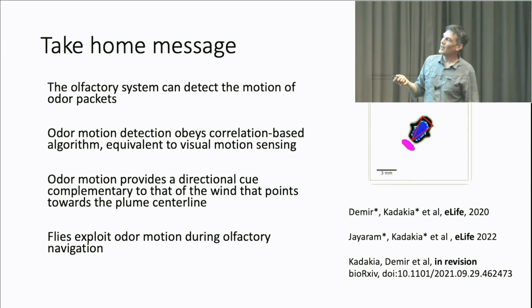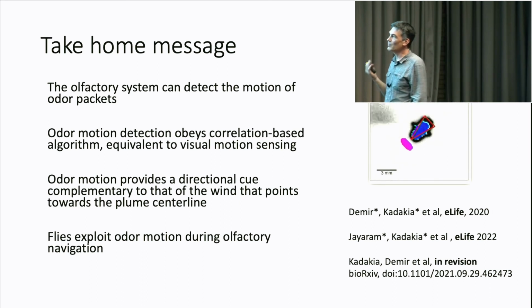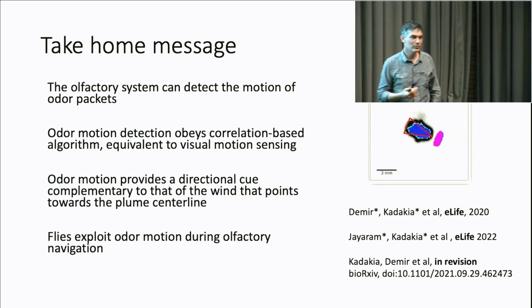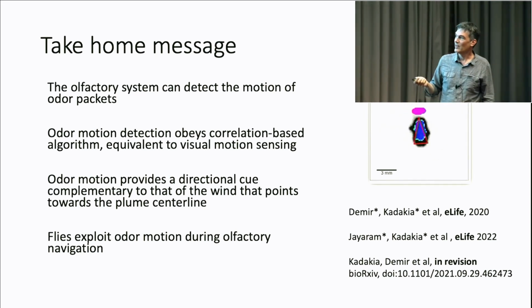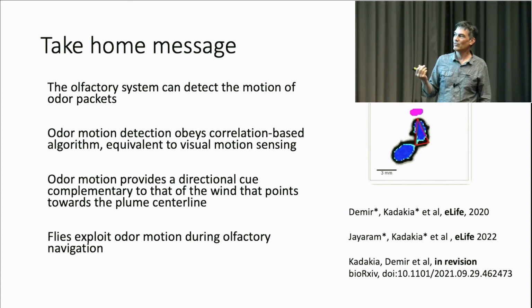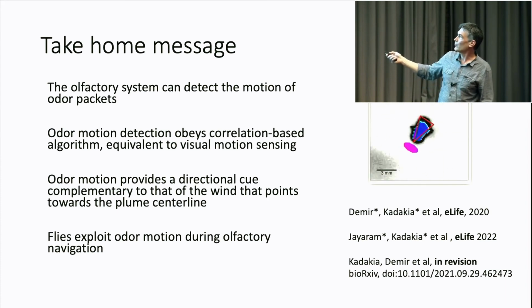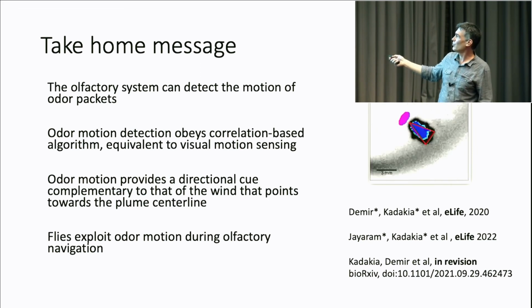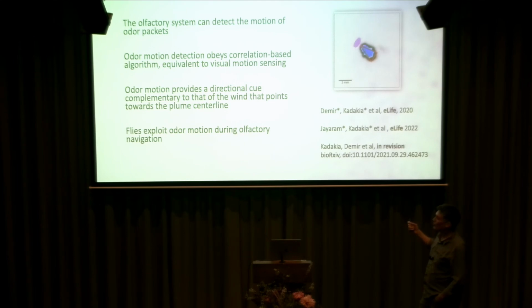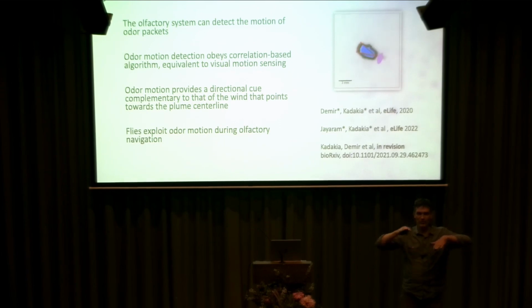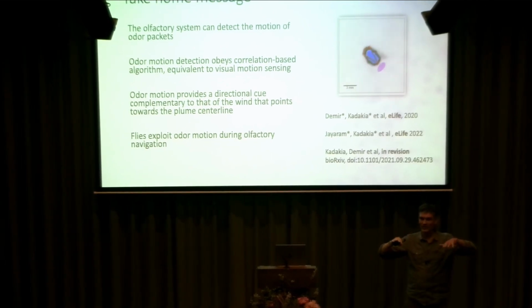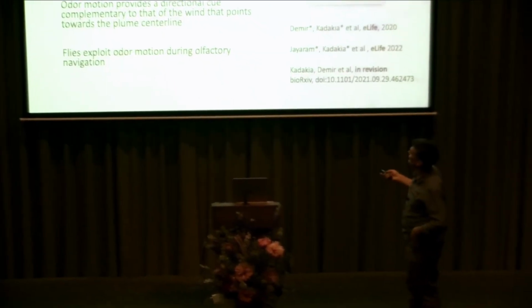No? And the odor motion provides a directional cue complementary to that of the wind that points toward the center of the plume, and that's why we think it is useful. And we think we showed that the flies are exploiting this to navigate to the source. If you want to read more about that, it is in this bioRxiv paper. This is the paper where we analyze the smoke behavior, and this is another paper we just recently published where we removed the motion detection. We only flashed the arena, but with different frequencies and durations of the signal, and we're looking at what happens.